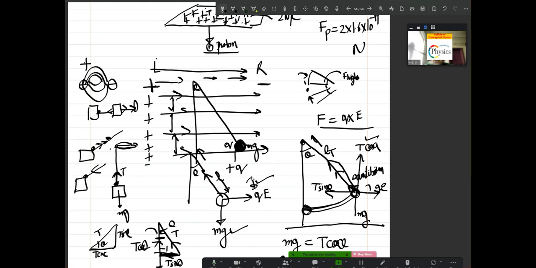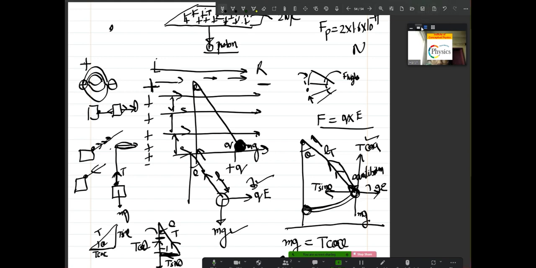Unlike charges attract. Oh right, it should be positive. Running away means repel. Positive is pushing positive: don't come near to me. I got it. Understood? Okay. So look at the choices now.